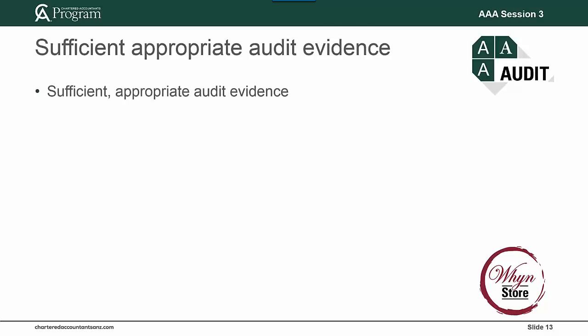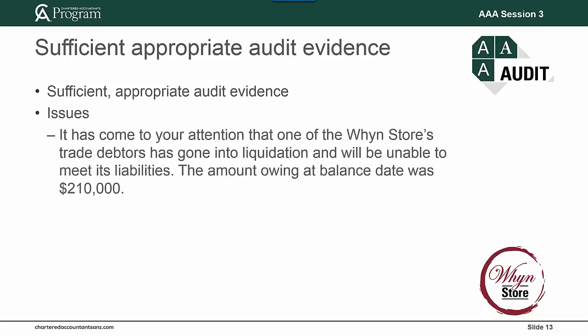So in the background information, you will have noted that you have now performed all audit procedures and you have obtained sufficient appropriate audit evidence on all the material classes of transactions, account balances and note disclosures, with 2 issues being identified. So let's remind ourselves of the issues. So it has come to your attention that one of the wine store's trade debtors has gone into liquidation and will be unable to meet its liabilities.